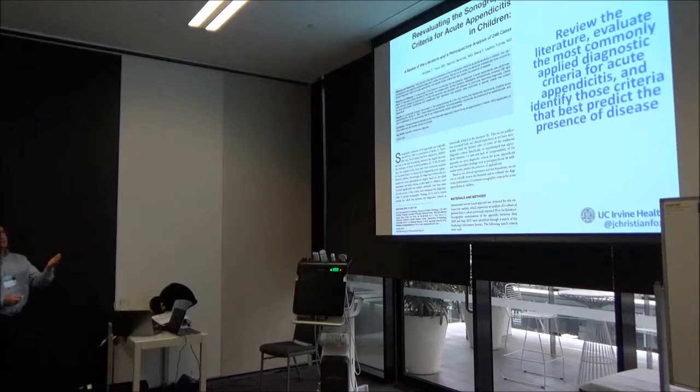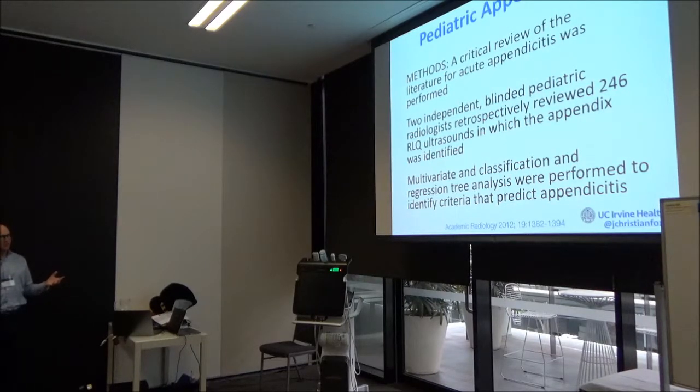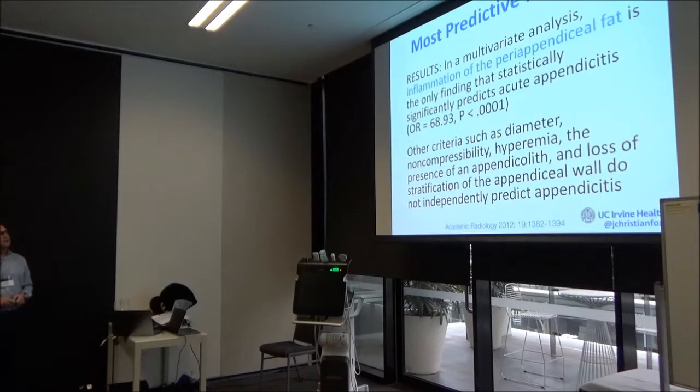So this one reviewed the literature, and they looked at some common diagnostic criteria for acute appendicitis to predict the presence of disease or prognosticate the disease. They found 246 right lower quadrant ultrasounds. They did some statistics on it, and they figured out that in this particular study, periappendiceal fat was the only statistically significant finding for acute appendicitis, with an odds ratio of 68 and a significant p-value. So periappendiceal fat, really, really important. When you see that, you're looking at appendicitis.